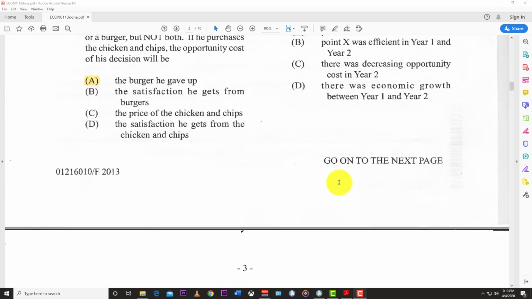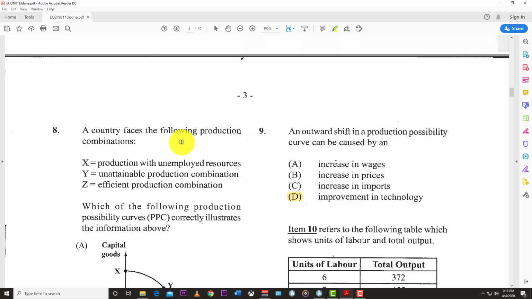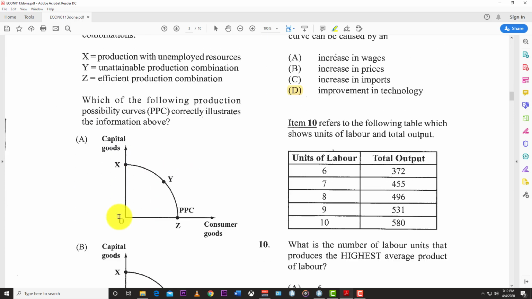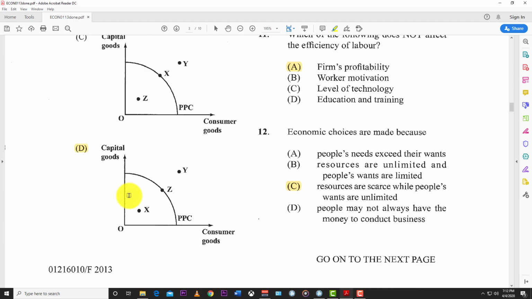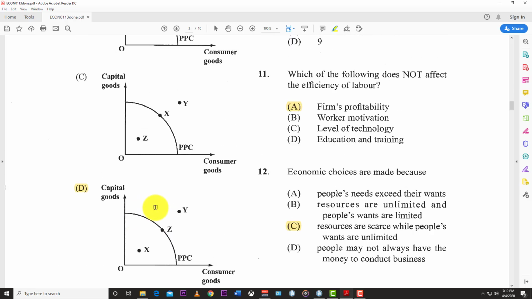All right. 8. A country faces the following production combination: X equals production with unemployed resources, so inefficient; Y equals unattainable production combination outside the curve; and Z, efficient production combination, that's along the curve. So which of the following production possibility curves, PPC, illustrates the information above? And the best answer here is D, because you see Y is unattainable, Z is efficient, and X is inefficient, you know, not employing all the resources.